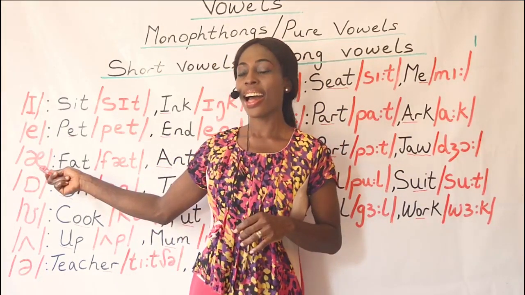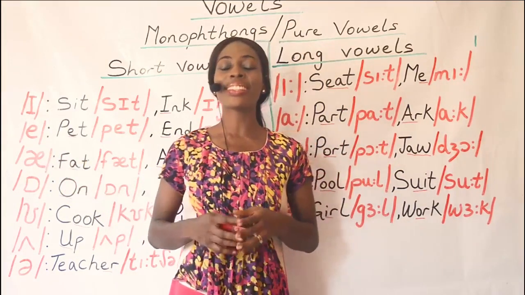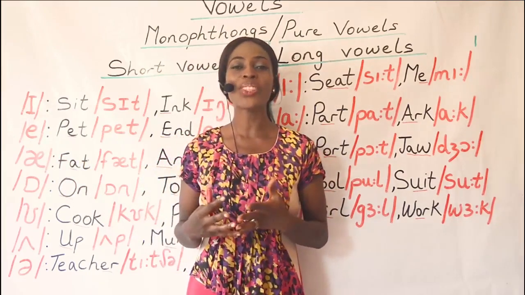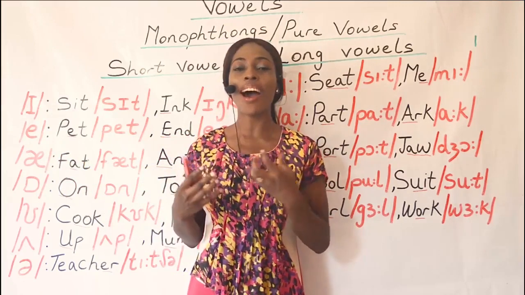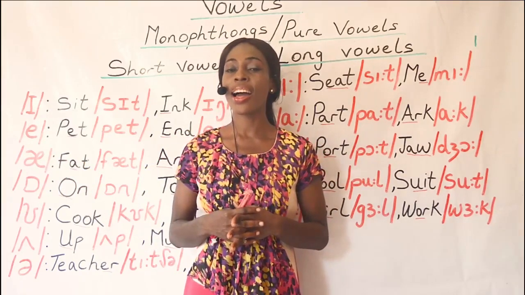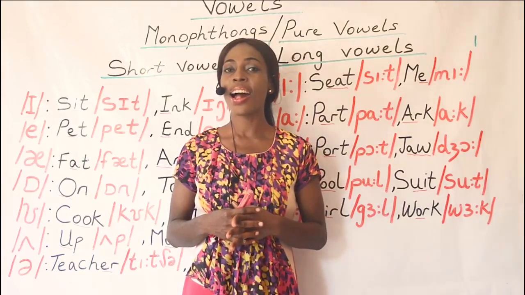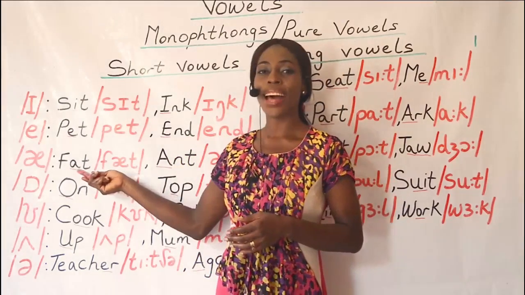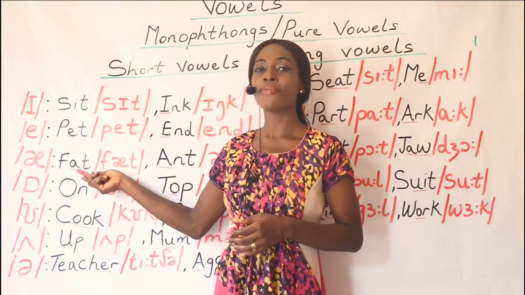So the third short sound we have is /æ/. This is the short sound for letter A. When you're producing the sound, your lips are in neutral position. And we have it in fats.